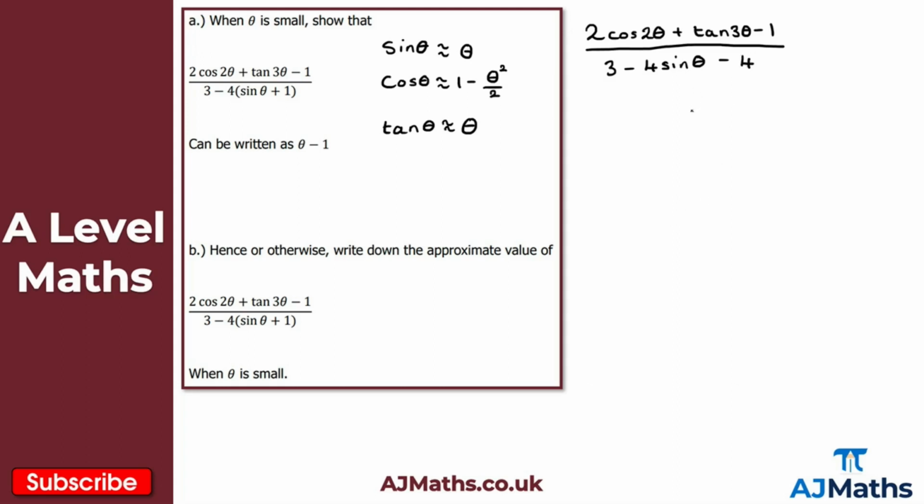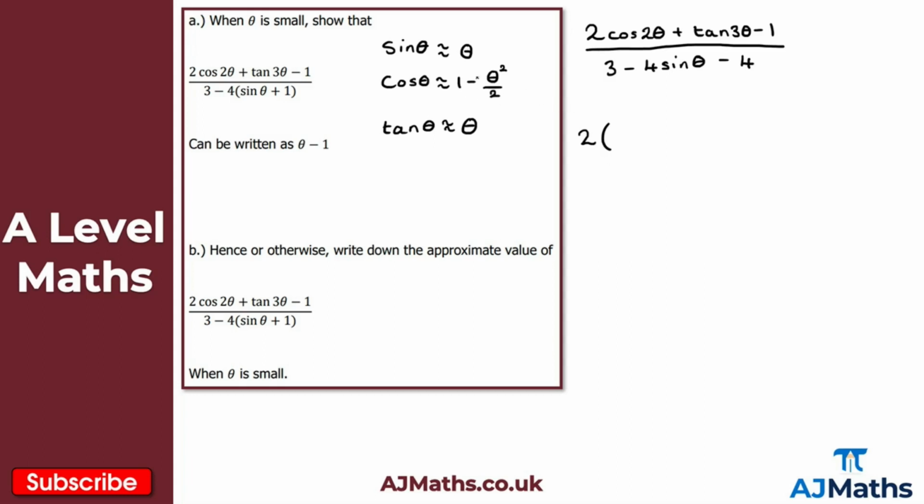So now we use the small angle approximations here to find the expression that we're looking for, which is theta minus 1. If we start with the numerator, 2 cos 2 theta, this is probably the trickiest part, because for my small angle approximation for cosine theta, the argument is simply theta, whereas here we have the argument being 2 theta. So we'll keep the 2 outside here, which we'll multiply through by in a moment.